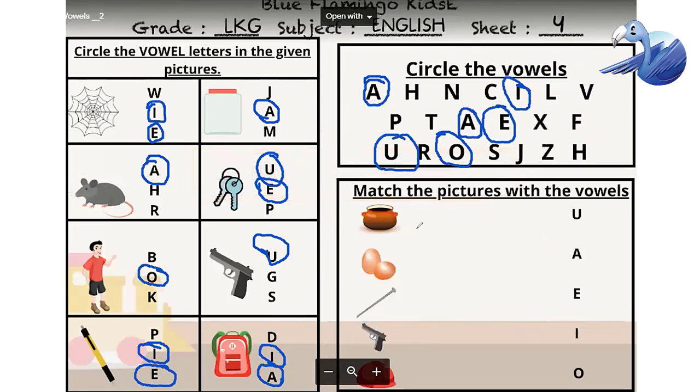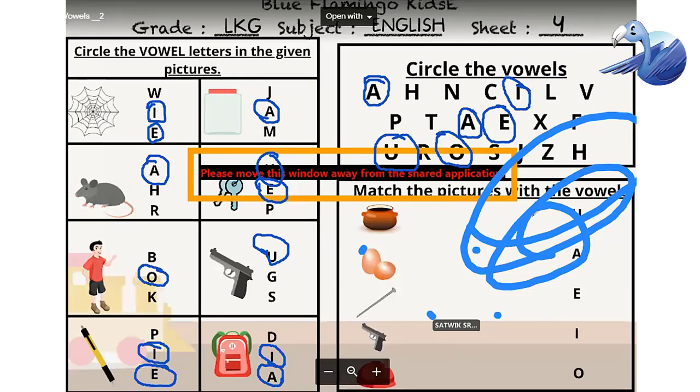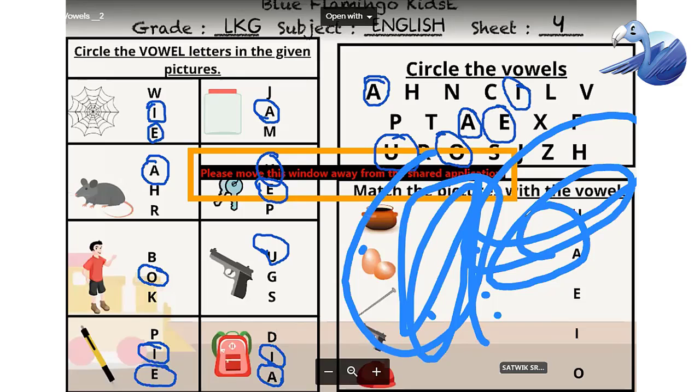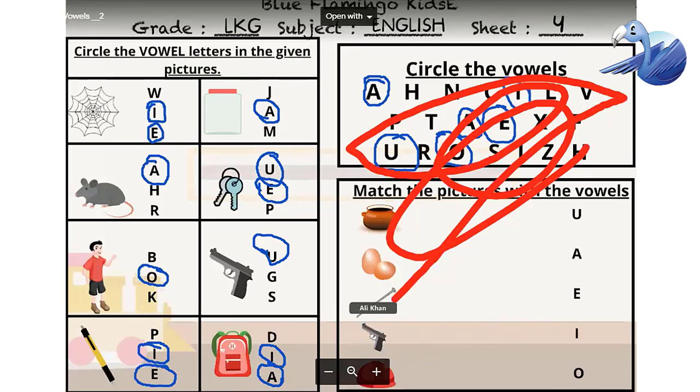Okay, now let's match the picture with the vowel. The first picture is pot. Pot. So see students, pot has 3 letters in it. Okay. P O T. Pot. So in this pot, students, which is the vowel letter? Which is the vowel letter? O. Very good. So we have to match pot with O. So let's match.